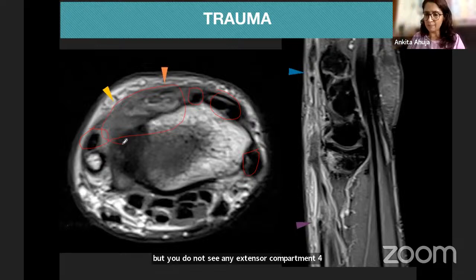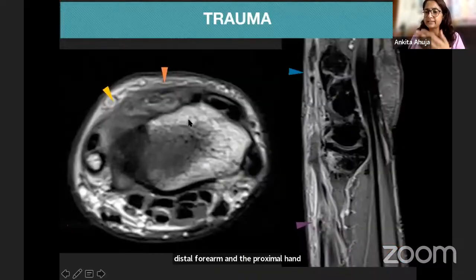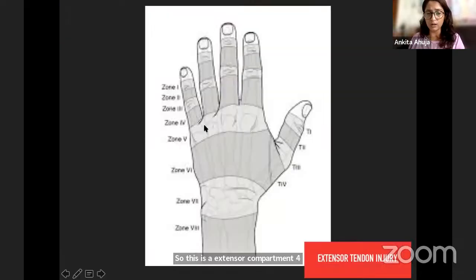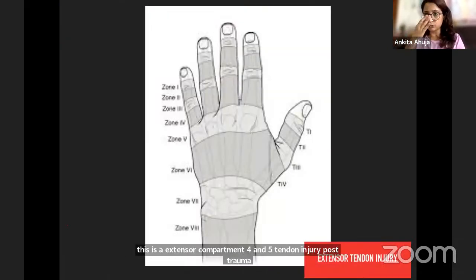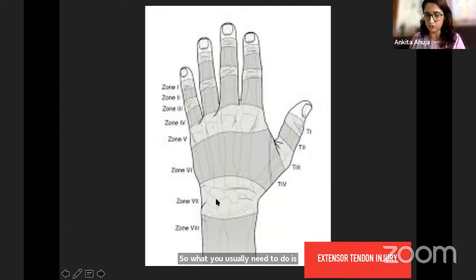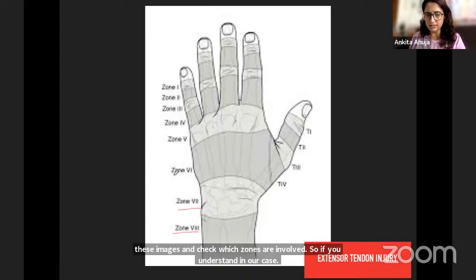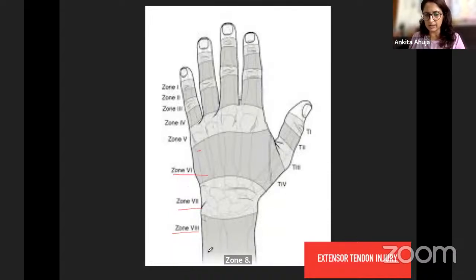So there was a sharp injury and the tendons were cut, and you can see these stumps in the distal forearm and the proximal hand. So this is an extensor compartment 4 and 5 tendon injury post trauma. What you usually need to do is go back to these images and check which zones are involved. In our case, zones 8, 7, and 6 were involved. Somewhere the stump was here and here. So the injury extends from zone 6 to zone 8, right?